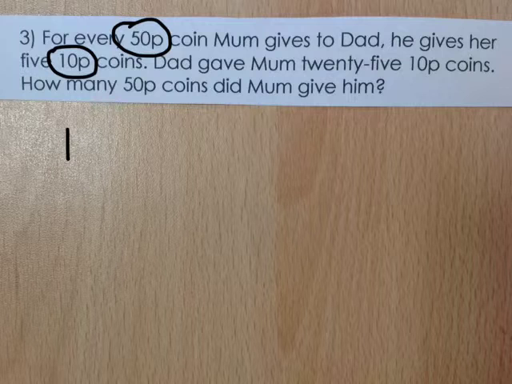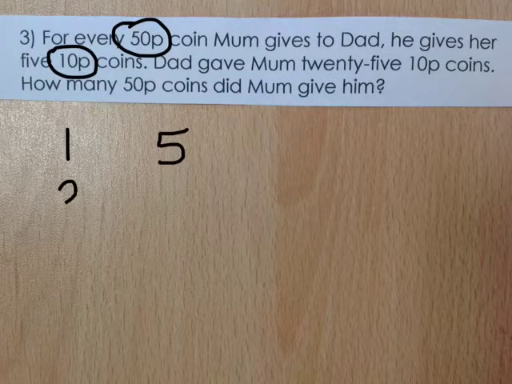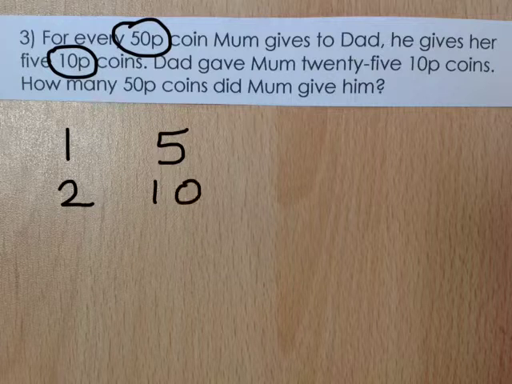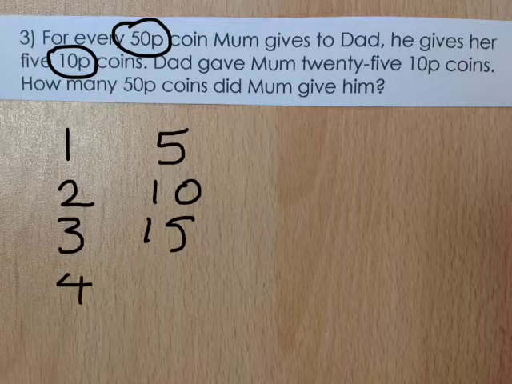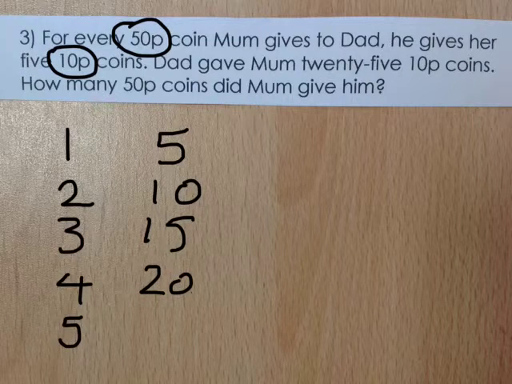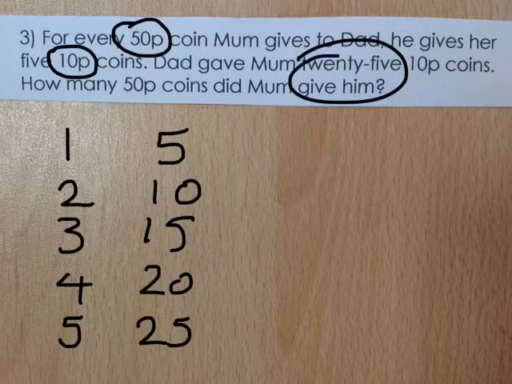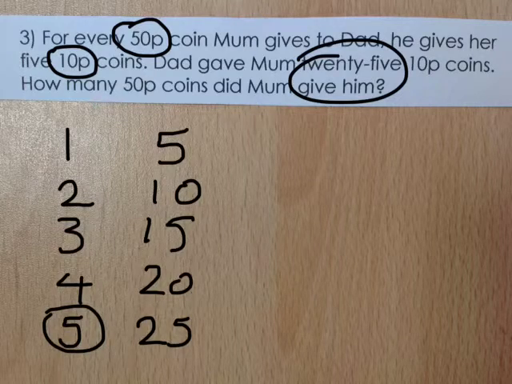gives 5 10p coins. So if there were 2 50p's, it would be 10. If there were 3 50p's, there'd be 15. If there were 4 50p's, there'd be 20. If there were 5 50p's, there'd be 25. So that's going to be your answer. It's asking, if Dad gave Mum 25 10p coins, how many 50p coins did Mum give him? Well, the answer would be 5.